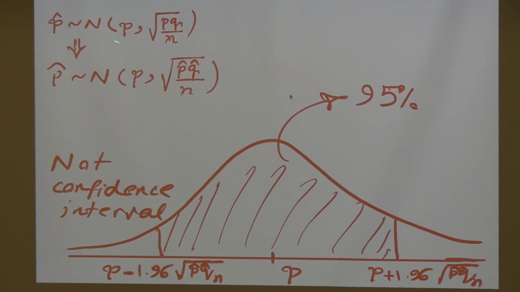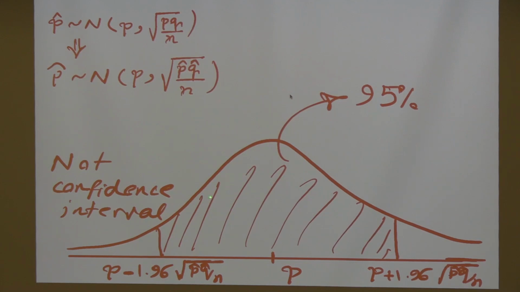P hat has a normal distribution, and the mean for that is P, the population parameter, and the standard deviation for that is this, right? Now, we don't have the population standard deviation, we don't have the population proportion for failure and success, so we replace them with the sample proportions. And we have something like this, and this can be shown by a distribution around this population proportion.